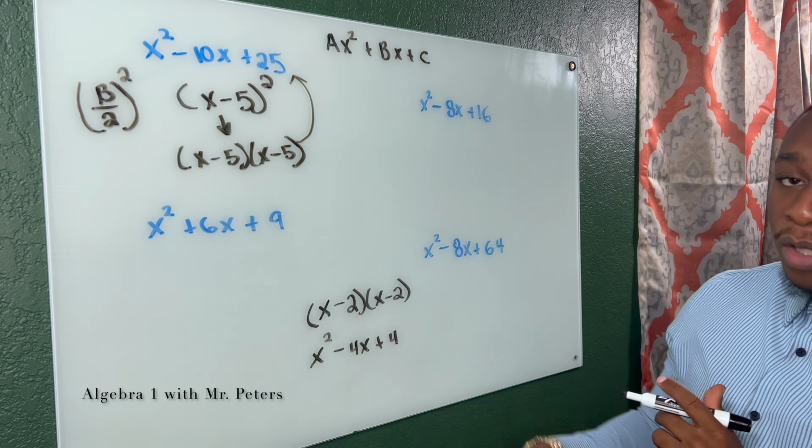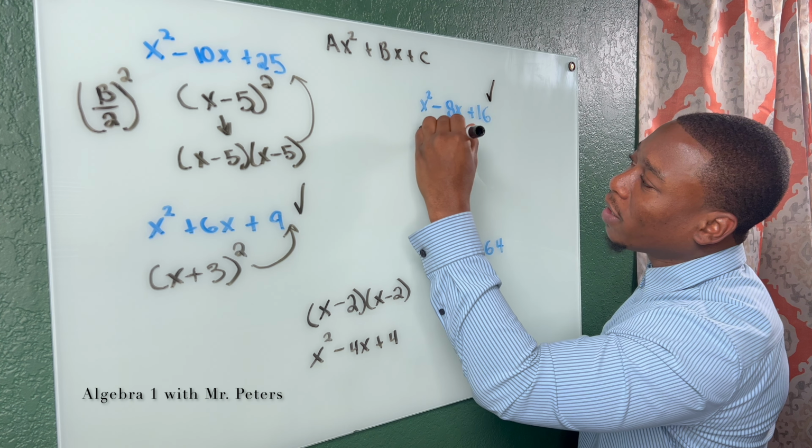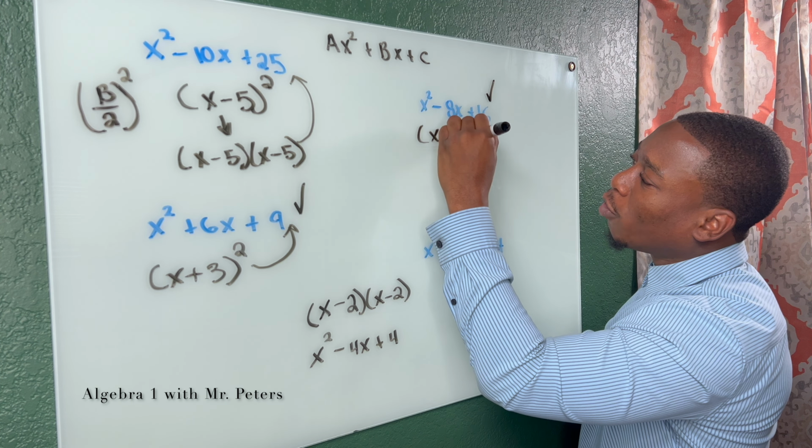What is the binomial that will get us this? Well, half of 6, like I said, is 3. So if we take x, oh, I'm sorry, not minus, this is plus, x plus 3, and we square this, it will give us that trinomial there. Now, in our third example, we do the same thing. Half of negative 8 is negative 4. Negative 4 squared is positive 16. This is a perfect square trinomial. It would be x minus 4 squared, and that will give us that trinomial.